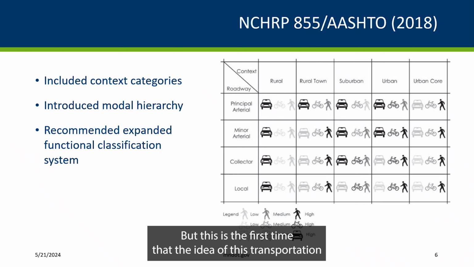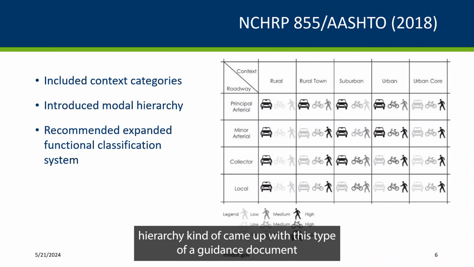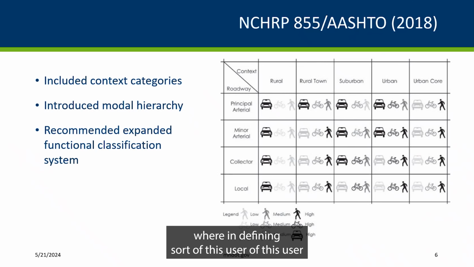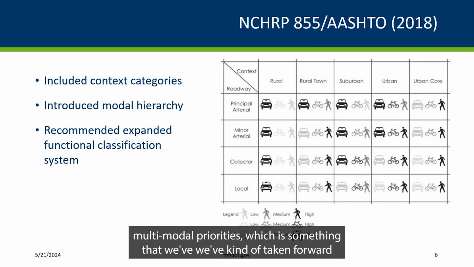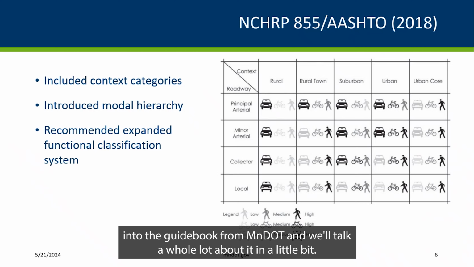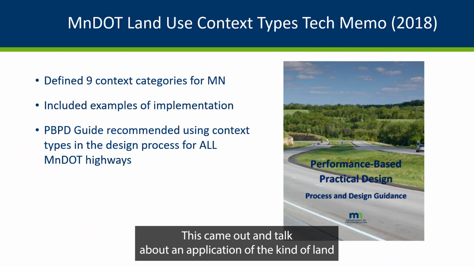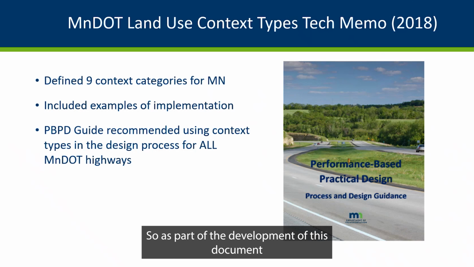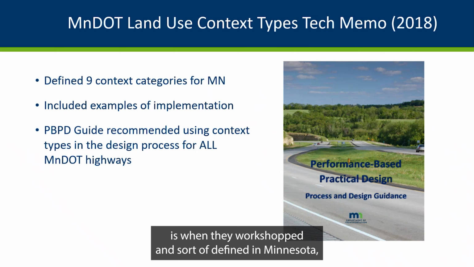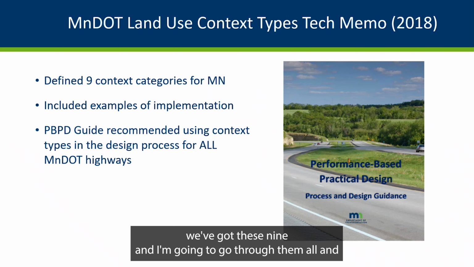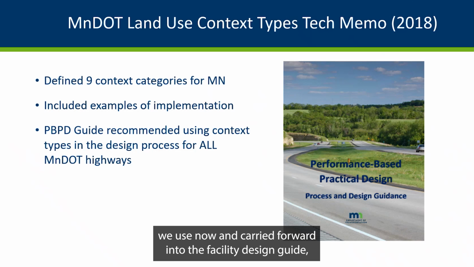This is the first time that the idea of this transportation hierarchy came up in this type of guidance document, where you're defining user multimodal priorities, which is something that we've taken forward into the guidebook for MnDOT, and we'll talk a whole lot about it in a little bit. This came out and talked about application of the 9 land use context types. As part of the development of this document, they workshopped and defined, in Minnesota, these 9, and I'm going to go through them all, that we use now and carried forward into the facility design guide.